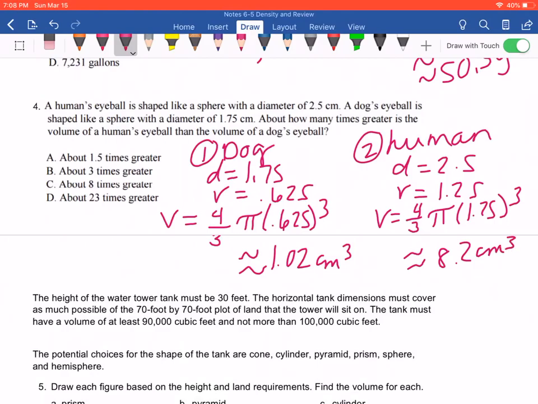Well, our question is asking us how many times greater is the volume of the human eyeball than the volume of the dog's eyeball. Obviously, we can see that 1 times about 8 units is going to give us 8.2. Therefore, the human eyeball is about 8 times greater than the dog's eyeball.